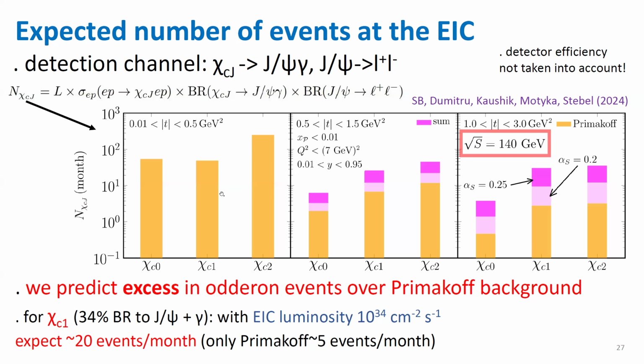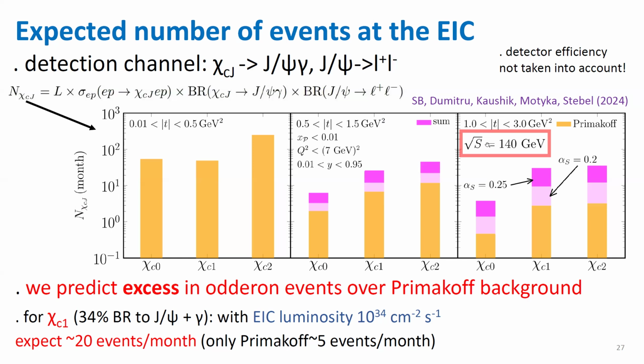And these Chi-Cs in the low T range are dominantly coming just from the Primakoff cross-section. But still, this is important because you can get a constraint on the Chi-C wave functions. The Odderon signal, you'll start to see in this mid-T range. That would be these magenta bars. Here, the number of events is smaller. You get about a dozen events, maybe 20 events, depending on the Chi-C state. And the ratio to the background is about a factor of 4 in this range.